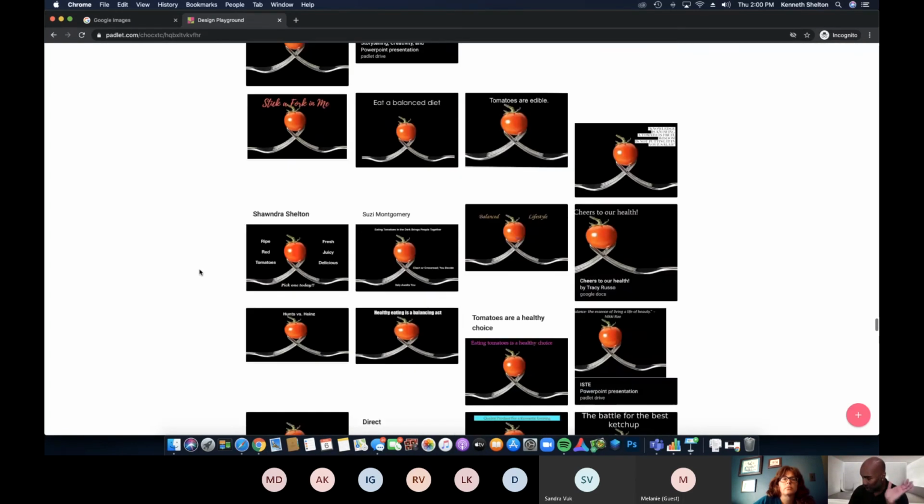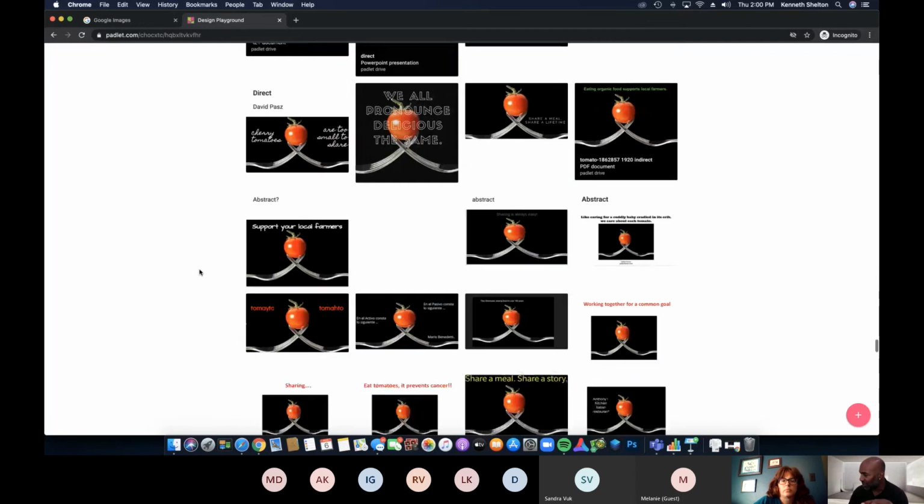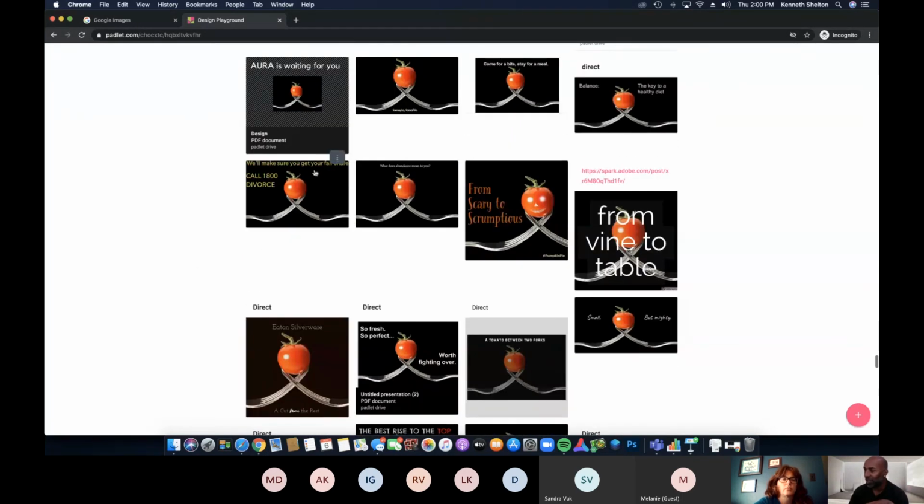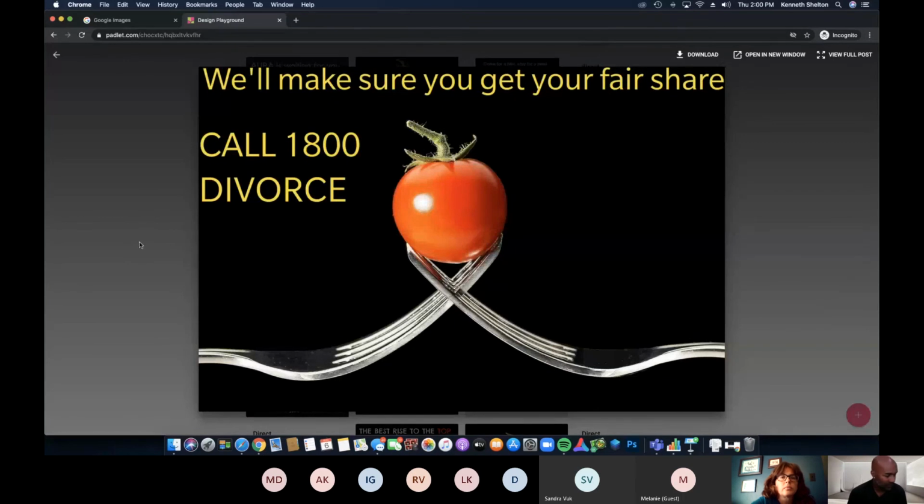Now, my favorite one of all of these is, where is it? Yep, is this one right here. That's my favorite one. Jeez. See that? Is that direct, indirect, or abstract? That's a really good question. I think it's abstract, but it is abstract. Remember, it's conceptual here. And Sandra put that in the chat as well.